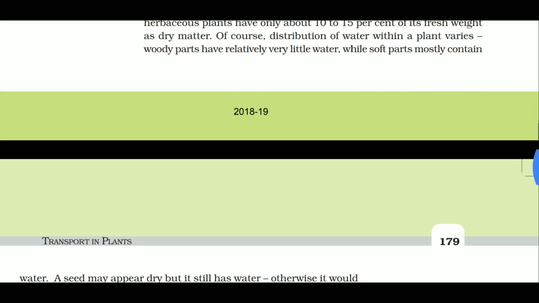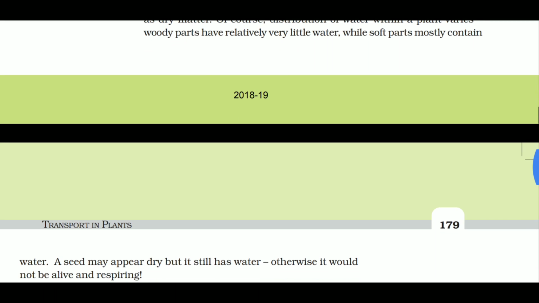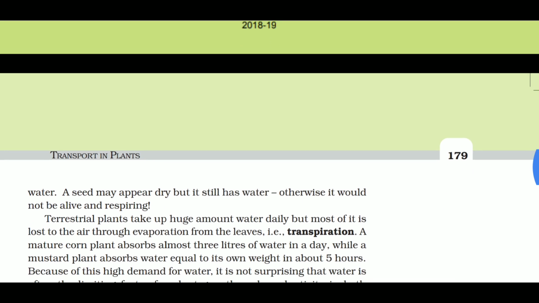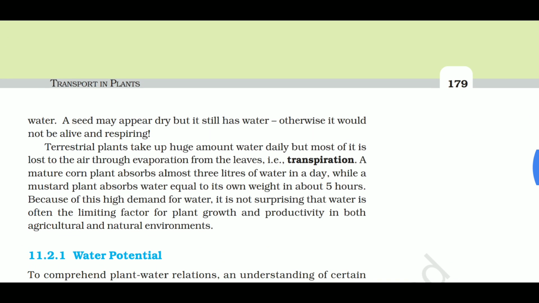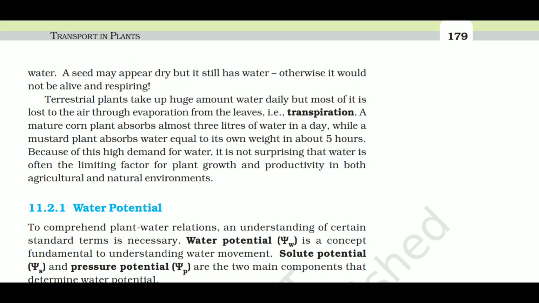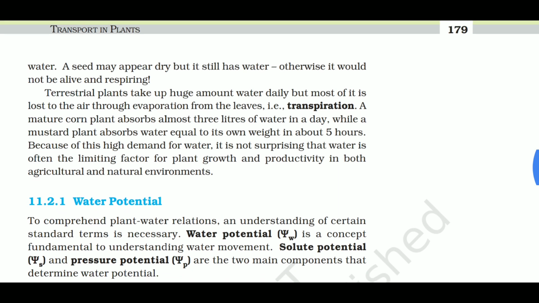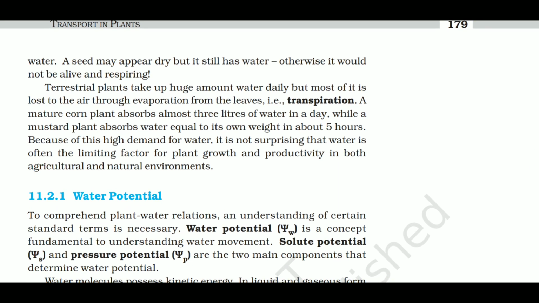Of course, the distribution of water within the plant will vary. Not all the organs, not all the parts will have an equal percentage of water. For example, woody parts have relatively little water, while the soft parts mostly contain water. A seed may appear dry, but it still has water. Otherwise, it would not be alive and respiring.